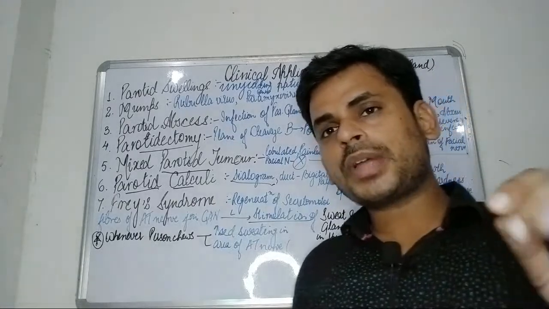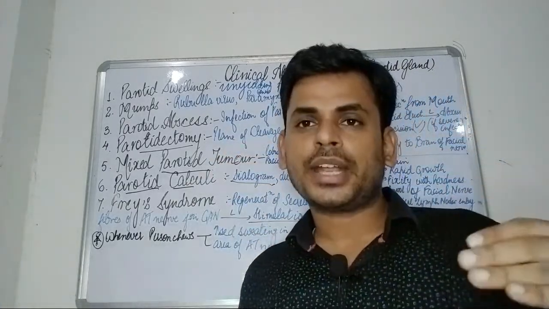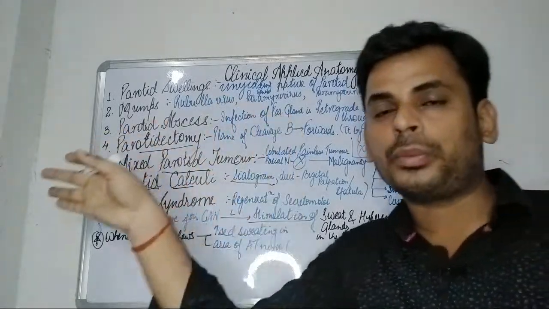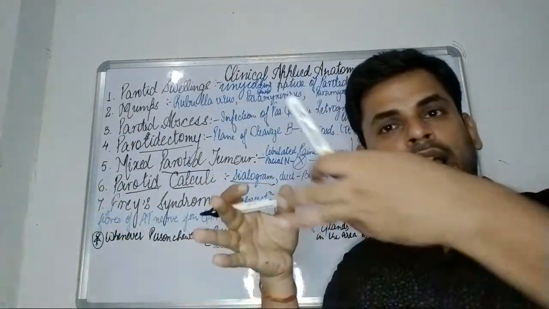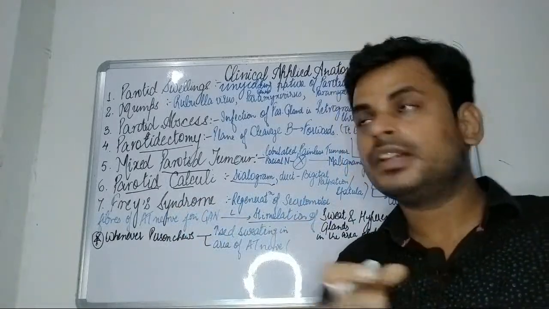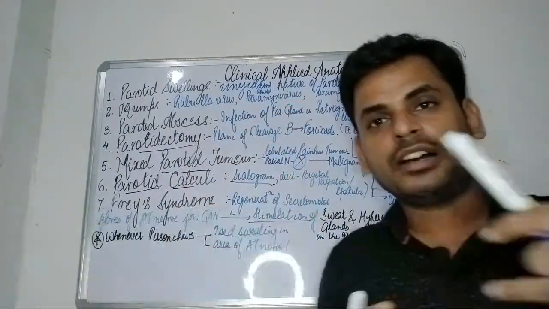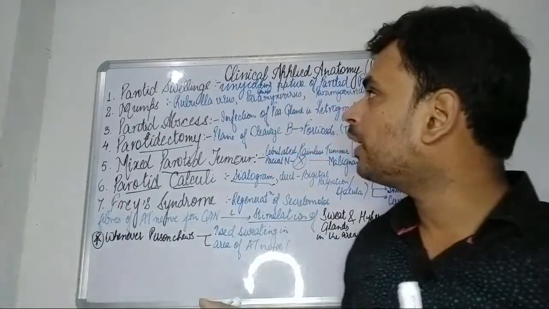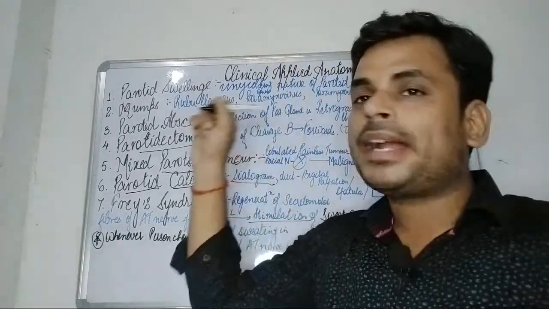And now, how is the nerve traced out? The tracing of the nerve is done from behind forwards. The nerve is traced from behind forward, and the parotidectomy procedure is carried out. So students, this was a short discussion about the clinical applied aspects.